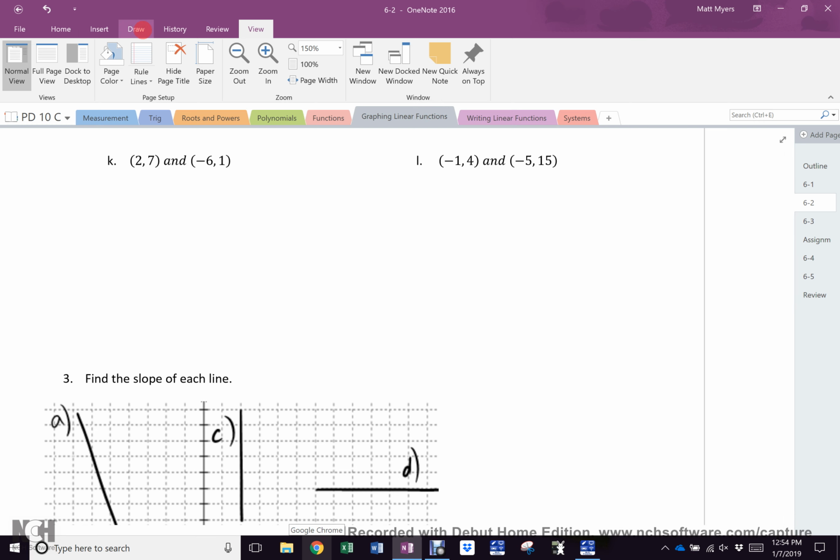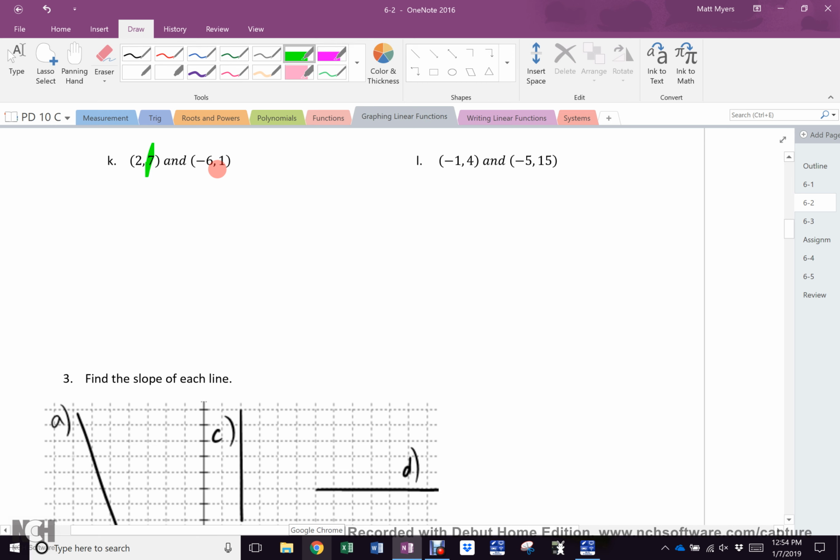I'm going to highlight 2 things. Tell me what they are. Those are y values, aren't they? How do you tell me the change in y? What math tells me the difference between things? Subtraction. So, if I do 7 minus 1, will that tell me the difference in the y's? Okay. Then, what would I need to do with 2 and negative 6? The same thing. 2 minus 6.